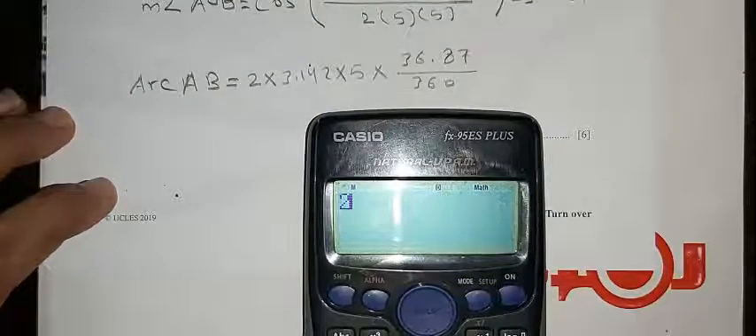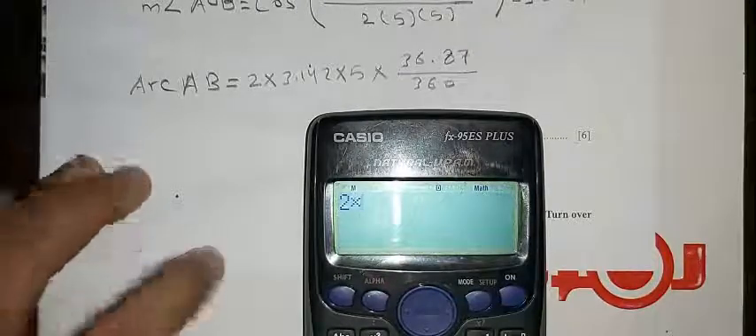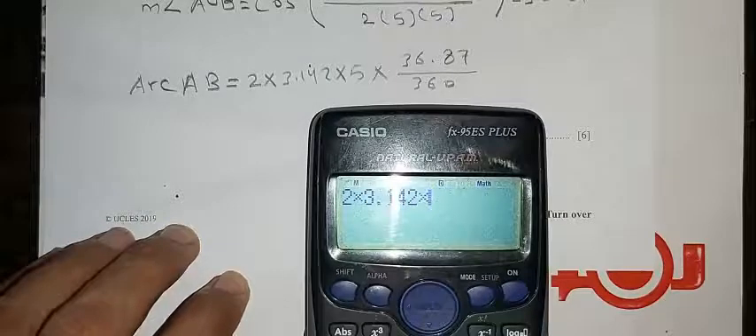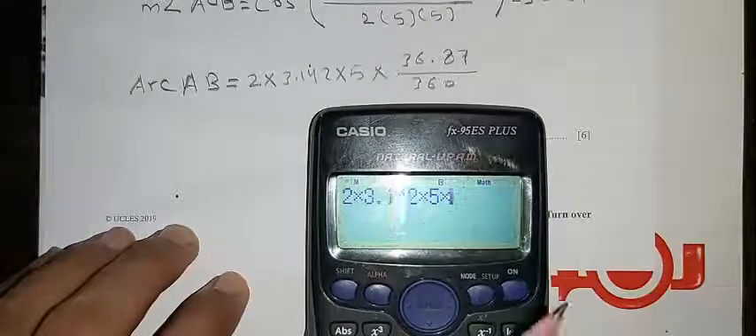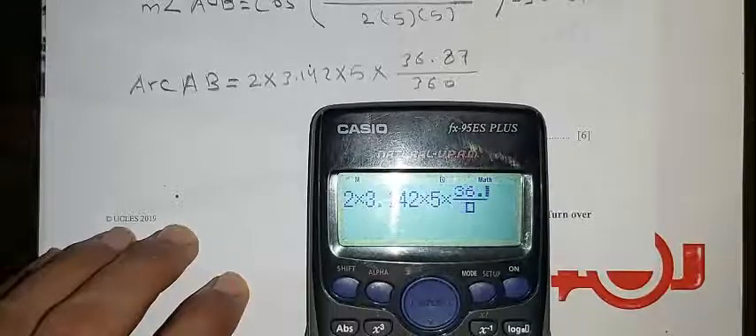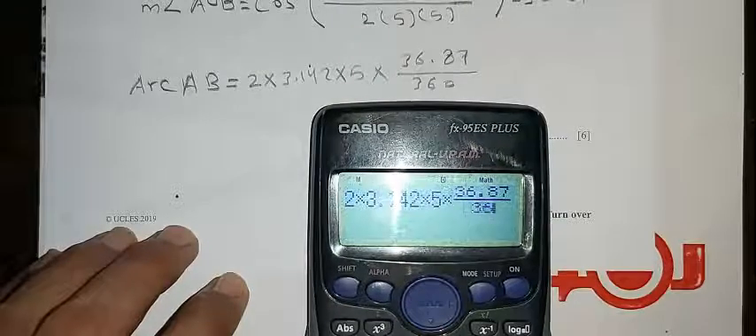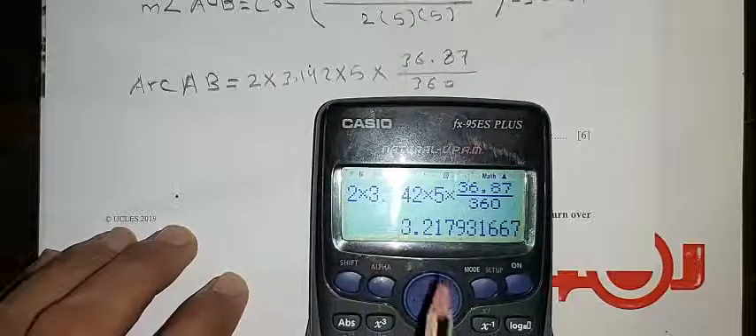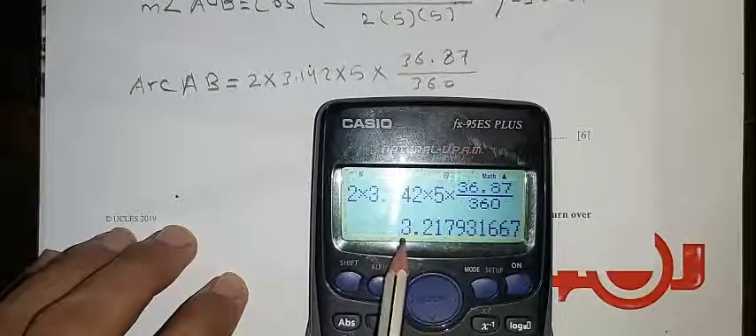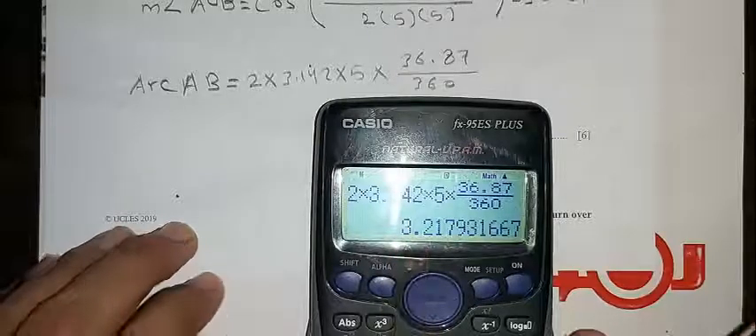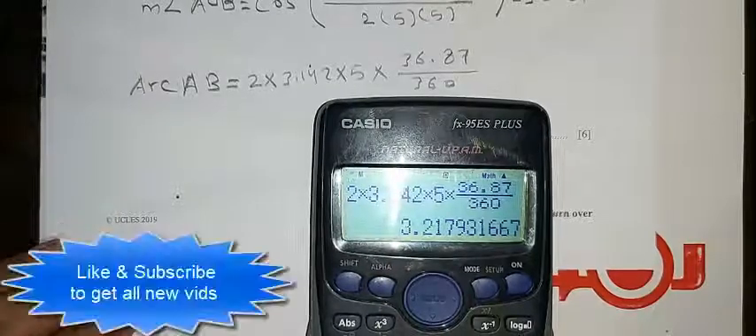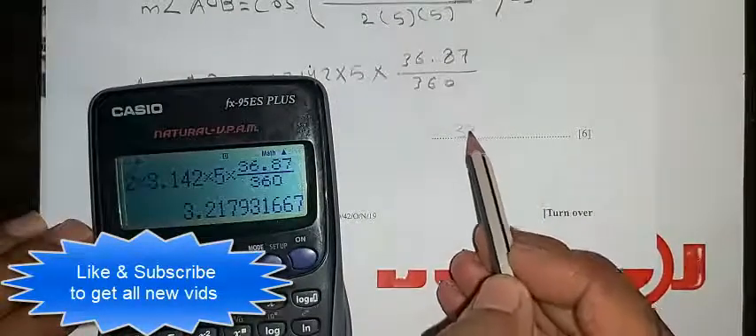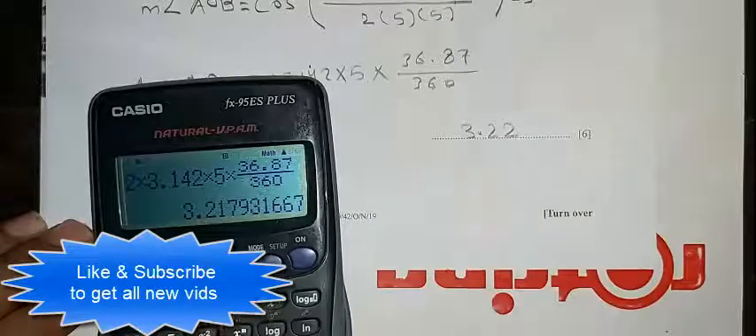To calculate this, we do 2 times 3.142 times 5 times 36.87 over 360. This will be 3.217. We can round it to two decimal places, which will be 3.22.